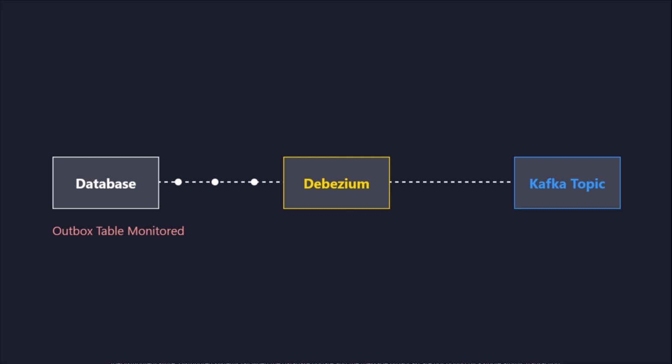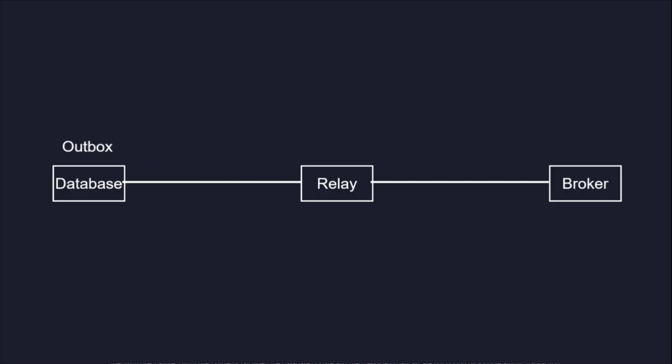Debezium is a popular open-source tool for change data capture that automates log tailing for various databases. It monitors the outbox table and streams every insert operation as a message to an Apache Kafka topic for downstream consumption. The outbox pattern guarantees at least once delivery because the relay only marks a message as sent after receiving an acknowledgement from the broker.